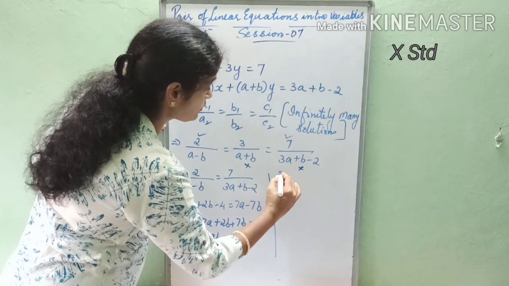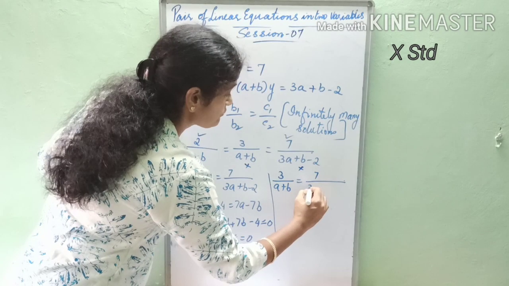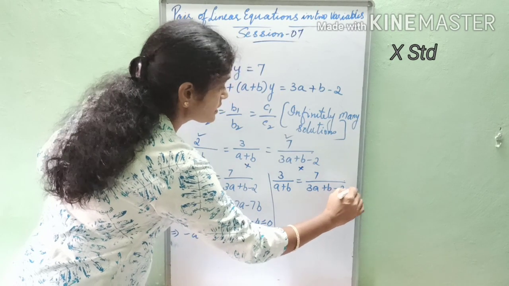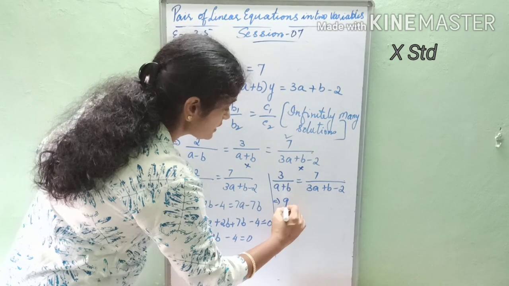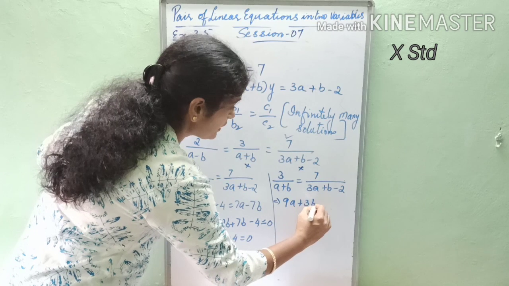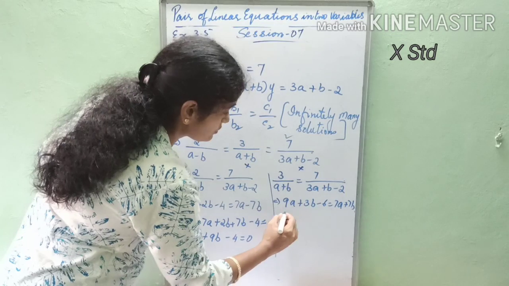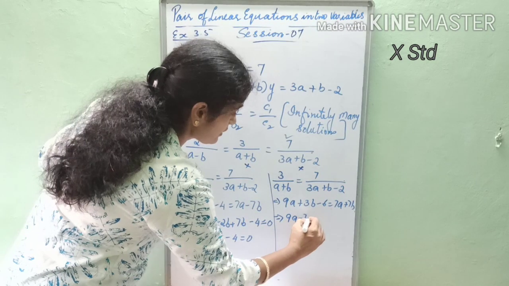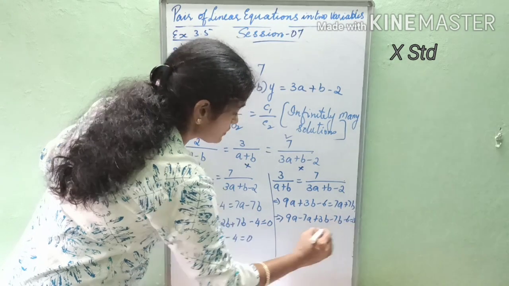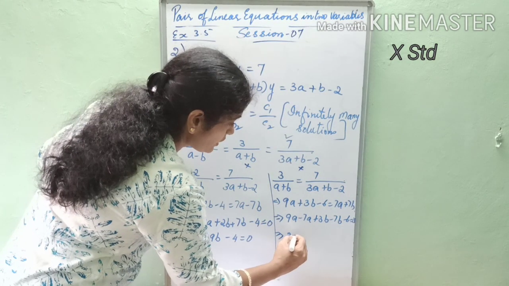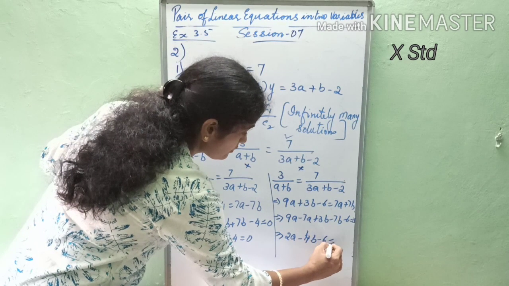Okay. So, it is what? 3 by a plus b is equal to 7 by 3a plus b minus 2. Fine. Then cross multiply this also and get the equation. It is 9a plus 3b minus 6 equal to 7a plus 7b. Bring it to one side. 9a minus 7a plus 3b minus 7b minus 6 equal to 0. So, this is 2a minus 4b minus 6 equal to 0.